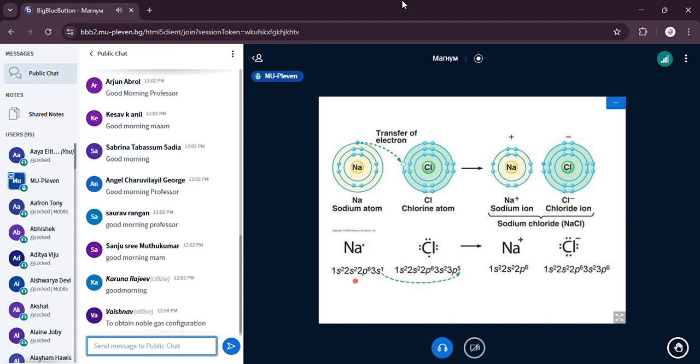And after releasing the electron, the sodium atom has the configuration 2s2, 2p6, the 2nd electron shell, the outermost electron shell, and there are 8 electrons. And for chlorine, the outermost electron shell is still the 3rd electron shell, and now there are again 8 electrons.